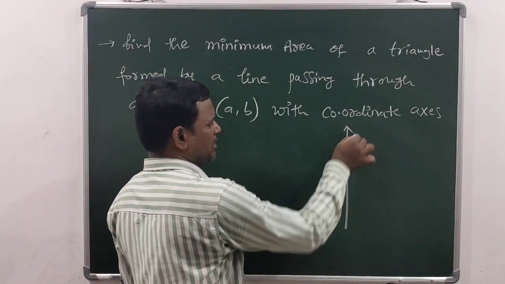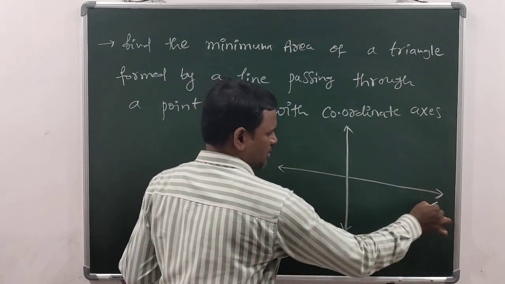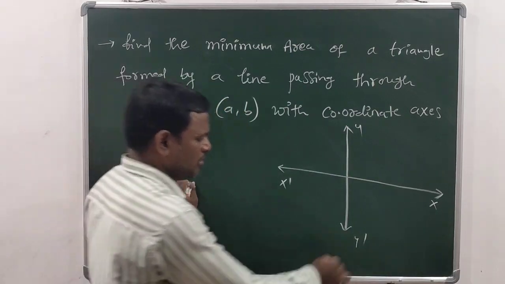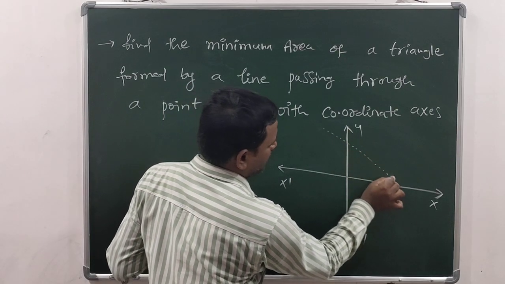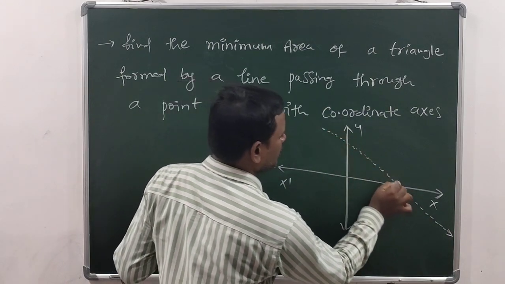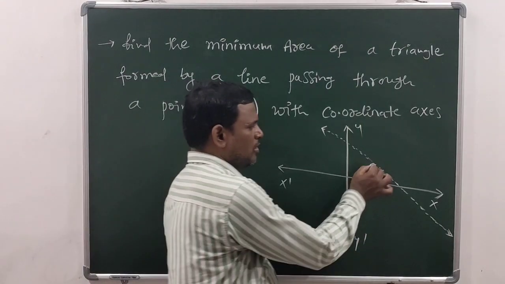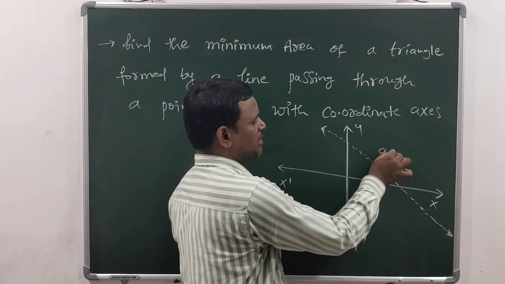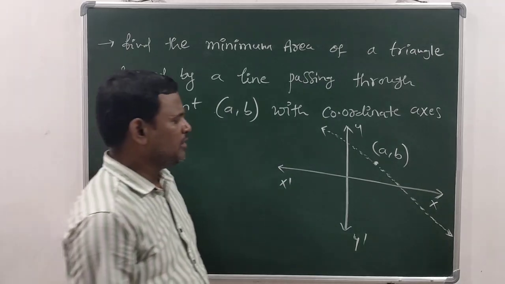See, now draw the rough diagram. So for this problem, this is x-axis and it is y-axis. Now this is the given line. I am representing with dotted dots. Now on this line one of the fixed point is given whose coordinates are A comma B.